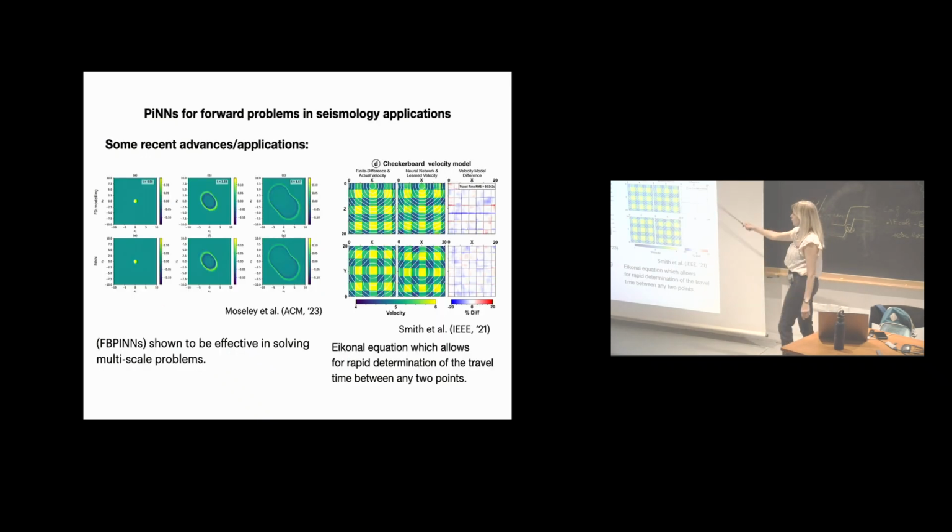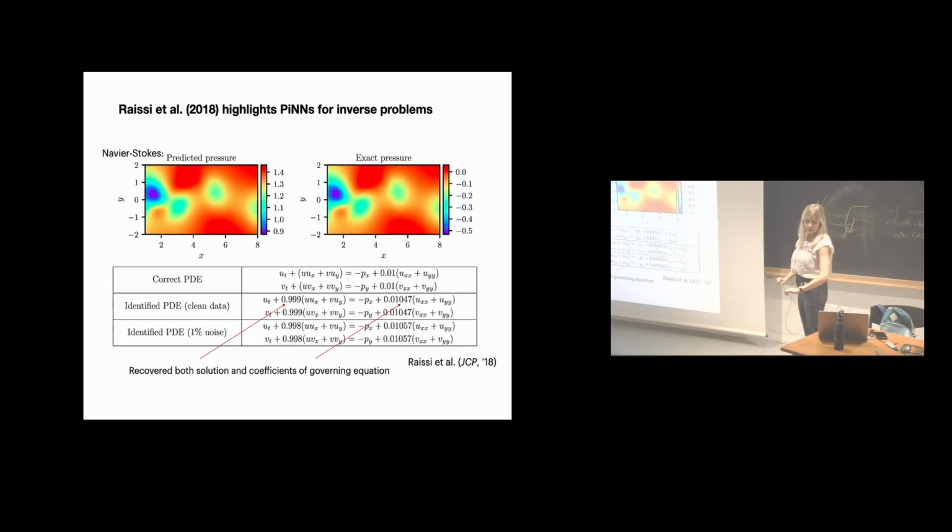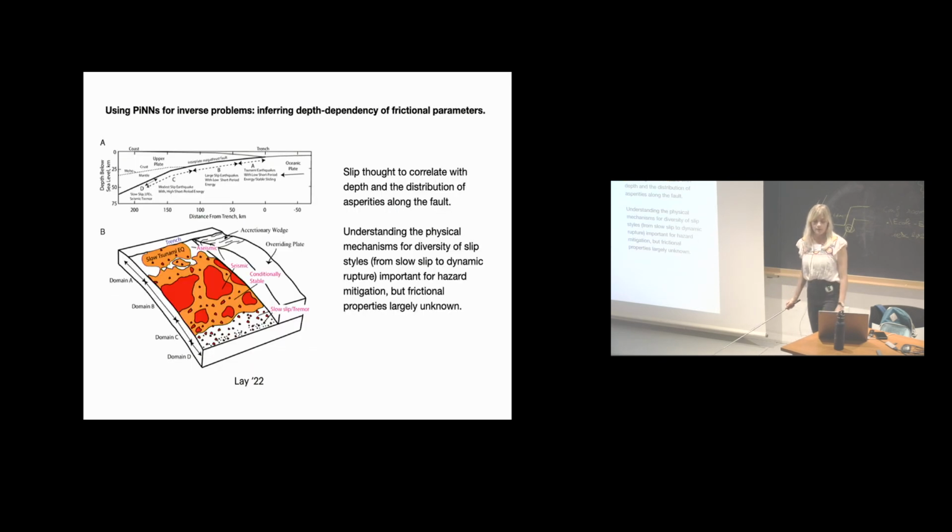There's been lots of work done in this area for forward problems, which I'll skip for now. The other thing that Raissi showed is that you could actually recover coefficients of the PDE itself. So they solved the Navier-Stokes equation where they had a predicted pressure versus an exact, and they were able to approximate these coefficients, like 0.999 as opposed to the one that's sitting out there. So you can learn physics using these models.